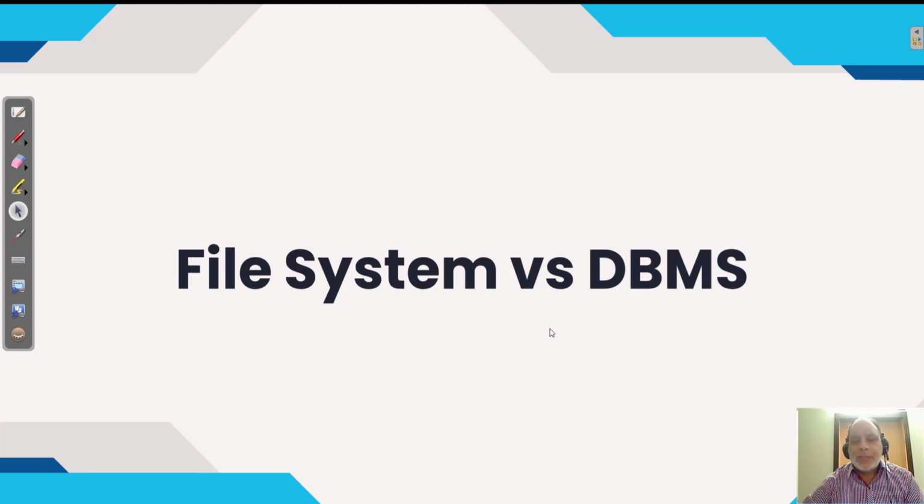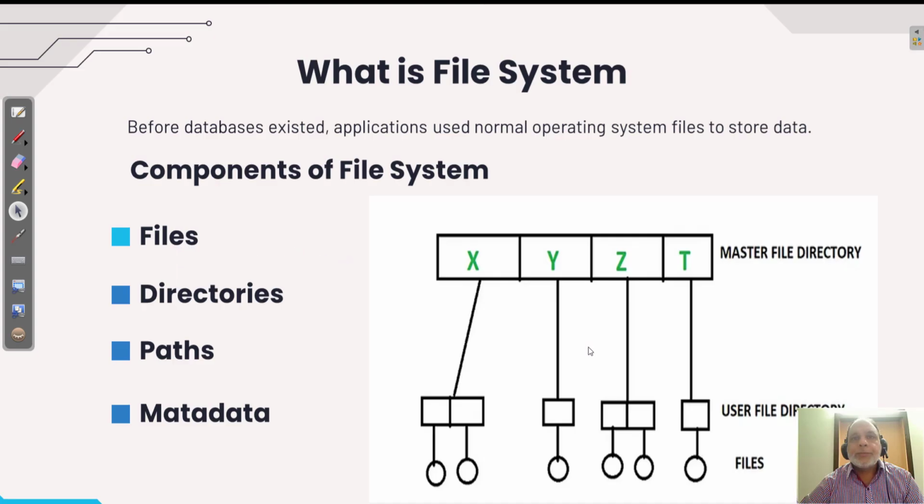File system versus DBMS. Okay, what is the file system? Before databases existed, applications used normal operating system files to store all the data. These are the components of the file system. There is the master file directory, and in this directory we have multiple other directories, which then reference the different files. So the components of the file system are files, directories, paths, and metadata.